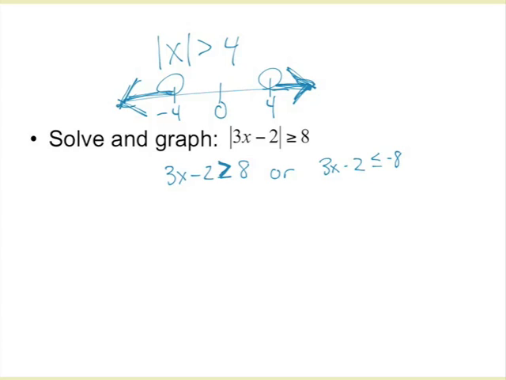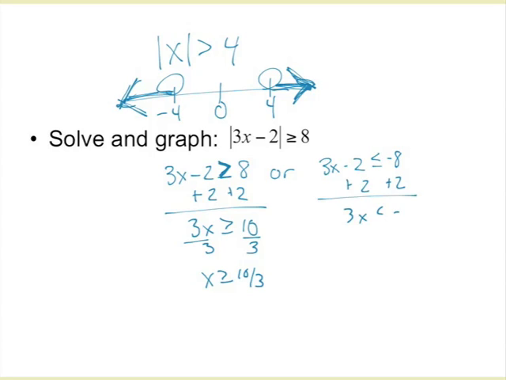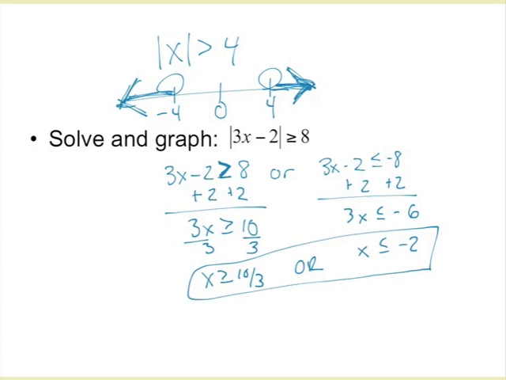And we learned yesterday that we solve our OR statements separately but graph together. So in the first one, I'm going to add 2 and divide by 3. 10/3 is not really a pretty decimal, so I'm just going to leave it as a fraction. In the second one, I add 2 and divide by 3. And our answer is putting those 2 solutions together with OR. Then graphing.